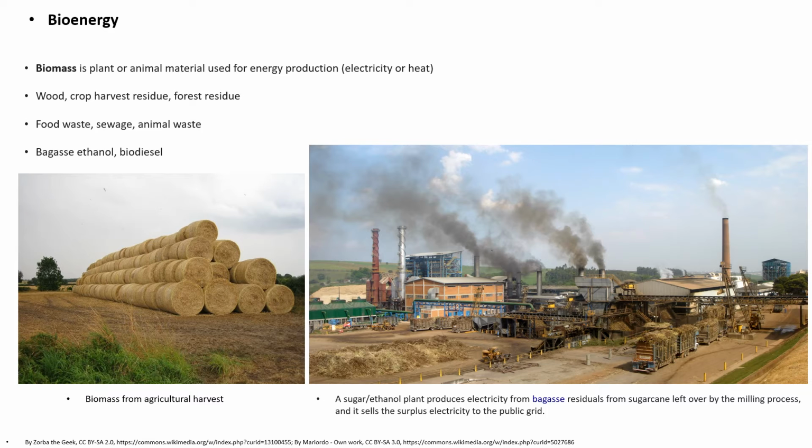Here in the picture below is the biomass generated from agricultural harvest residue, which is either utilized as cattle feed or bioenergy. The second picture is of a sugarcane ethanol power plant producing electricity from bagasse residue obtained from sugarcane harvest leftover. Besides biomass, the other forms of bioenergy are bioheat fuel, ethanol, ethanol and gas, biodiesel, methane and biogas.